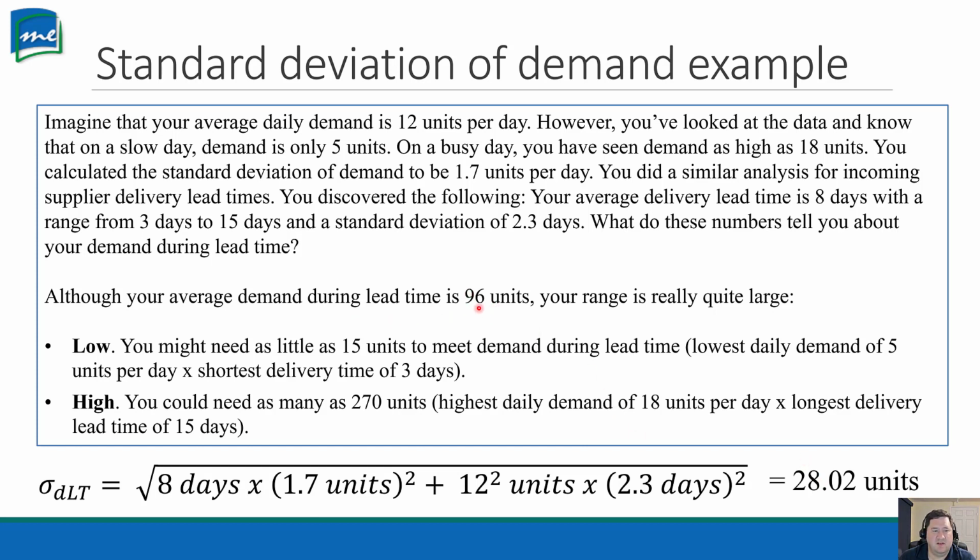So even though during the lead time we'd have 96 units that would be sold, that'd be the 12 units per day, our average daily demand, times our average delivery lead time, 8. So 12 times 8. But we have our highs and lows. So we might need as little as 15 units: the lowest daily demand of 5 times the shortest delivery, 3. So that'd be 15 units. But on the high end, we could need as many as 270 units: 18 units a day that we're selling and waiting 15 days for it to come in. So you see the huge range here. But when we use this formula, we came up with 28.